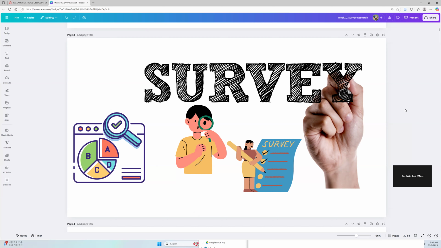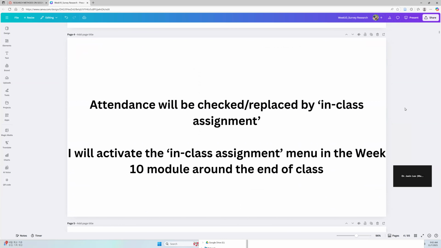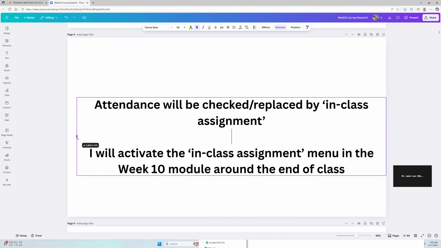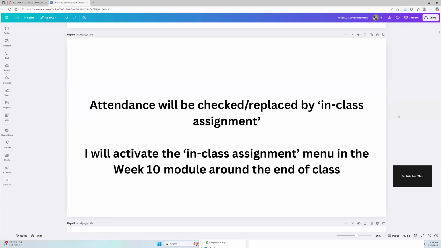I will go through the very basics again, and I will also review some of the important topics. As I announced before, attendance will be checked and replaced by the in-class assignment. Around the end of the lecture today, I will activate the menu and let you know how to use that. I will provide a guide so that you can resolve those issues in the questionnaires very easily. In case you are watching this video as a recorded option, you are still able to check your attendance, so no worries about that.